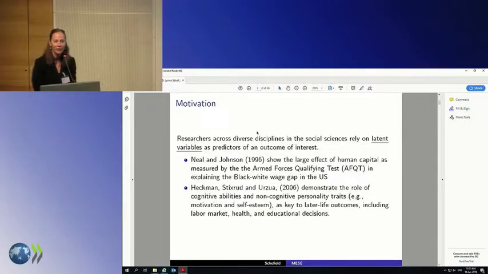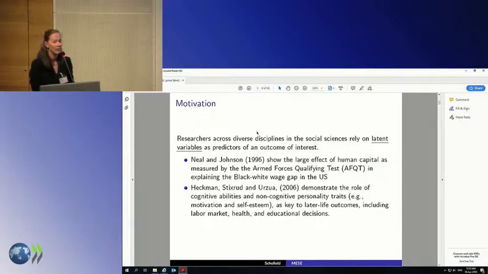The motivation here has sort of already been outlined pretty well. I'm going to focus pretty exclusively on the case where we are thinking of the latent variable as the independent variable in the analysis, right? And so lots of individuals in the social sciences, I've given just two seminal papers here as examples of cases where latent variables have been used to predict some other outcome of interest. So Neal and Johnson, all the way back in '96, used the Armed Forces Qualifying Test, which is a test used in the US to decide essentially whether or not you can join the military and then what job you might have in the military, to understand the black-white wage gap in the US.